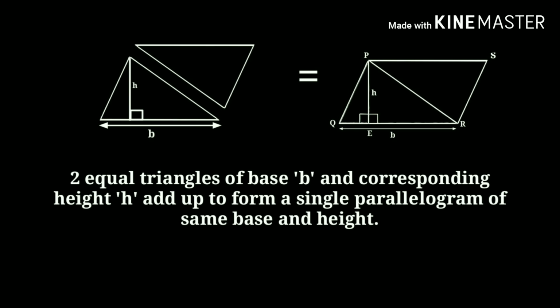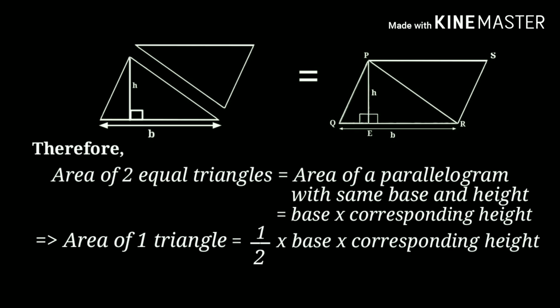So finally, we can say that two equal triangles of base b and corresponding height h add up to form a single parallelogram of the same base and corresponding height. Therefore, we can write area of two equal triangles is equal to area of parallelogram with same base and corresponding height. And we know area of a parallelogram is equal to base into corresponding height. So this implies area of two equal triangles is equal to base into corresponding height of the parallelogram which is formed. And this implies area of one triangle is equal to half the product of the base and corresponding height of the parallelogram formed.